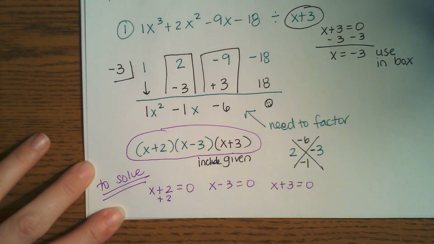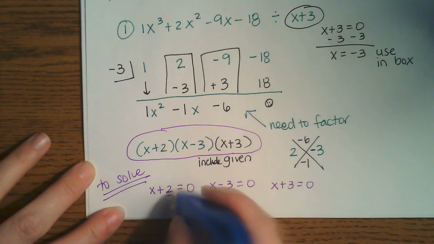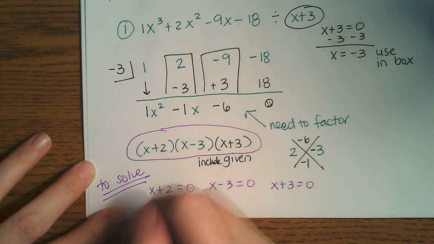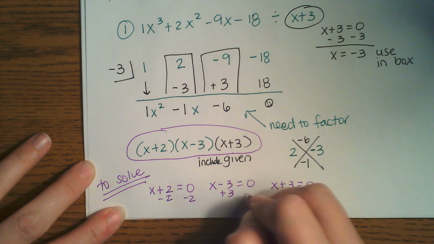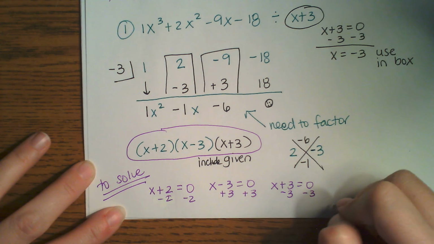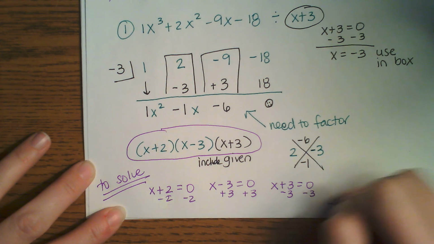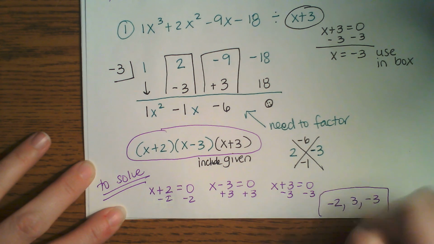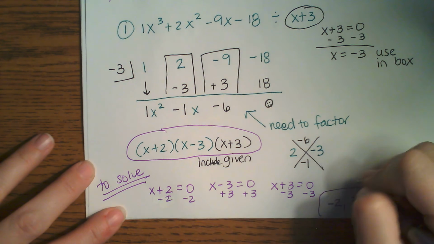So, oh, no, Miss Bartlett. I would have subtracted 2, added 3, and subtracted 3. So I would have gotten -2, 3, and -3 as answers if they wanted me to solve. These are called zeros.